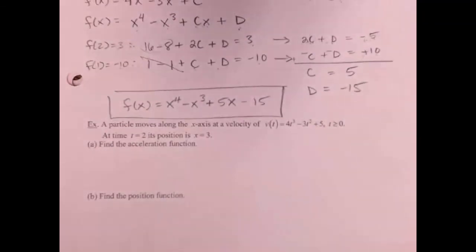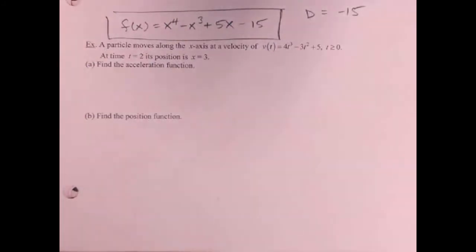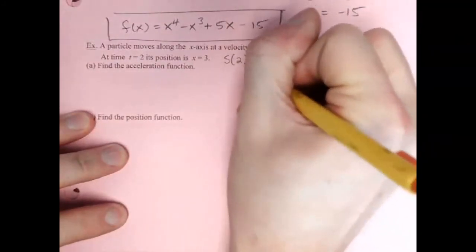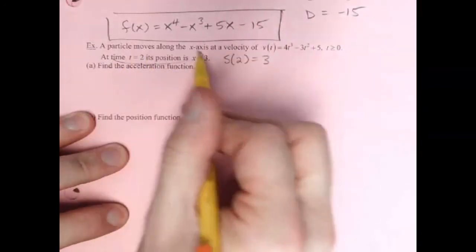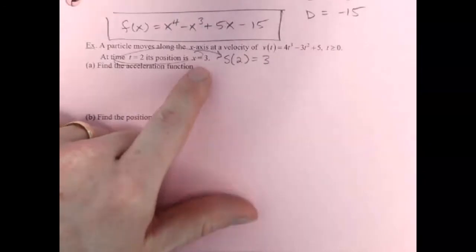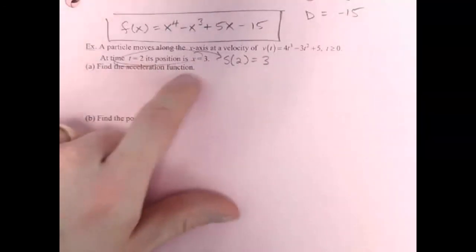Okay, we're nearly done. Last one. A particle moves along the x-axis so that its velocity is given by v of t. At time equals 2, its position is 3. Okay, so here we go. The position at 2 is 3, right? Translate this into the more useful notation, because it gets kind of confusing with the x equals and the t equals. So the position at 2 is 3.